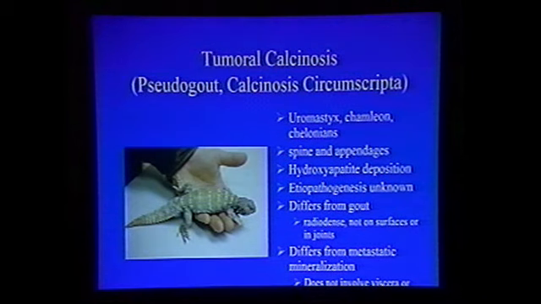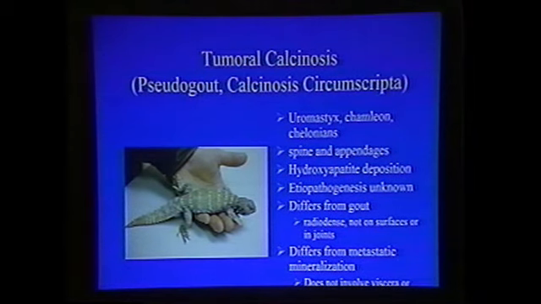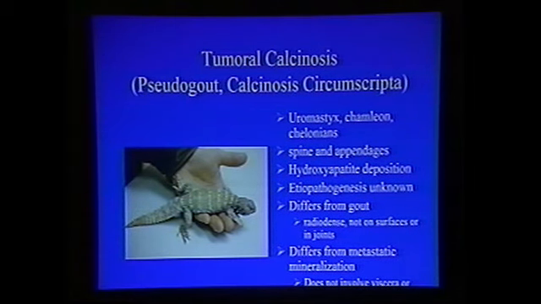Tumoral calcinosis, or pseudogout, or calcinosis circumscripta, is also commonly seen in reptiles, particularly uromastyx, chameleons, and chelonians. It typically involves the spine and the appendages and is associated with hydroxyapatite deposition. The etiopathogenesis of this disorder is not known.